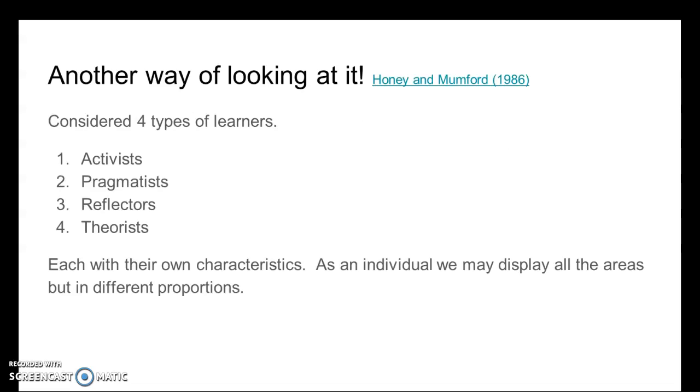So another way of looking at it, this is devised by Honey and Mumford from way back in 1986, so it's been around a long time. Honey and Mumford divided the learning styles into 4 different styles: activist, pragmatist, reflectors and theorists. Each of the learning styles has its own characteristics and an individual way in which to display all the areas, but in different proportions.